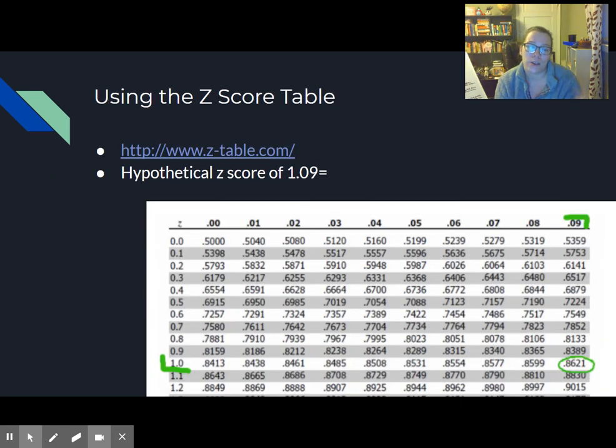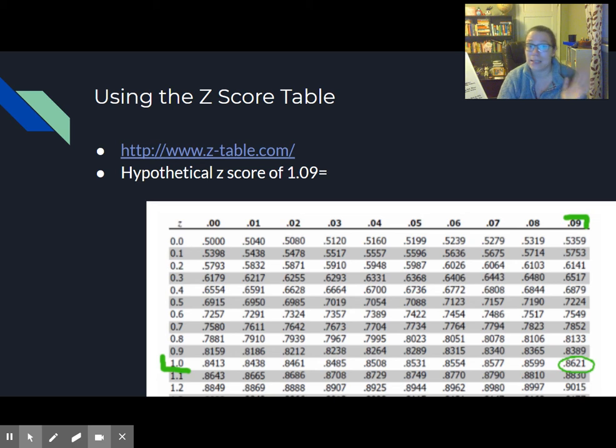So you are going to go to this website, z-table.com. Once you get your z-score, you need to figure out what that means. The z-score by itself doesn't tell you a whole lot. So we have to use this chart. This is the easiest chart that I found to use.